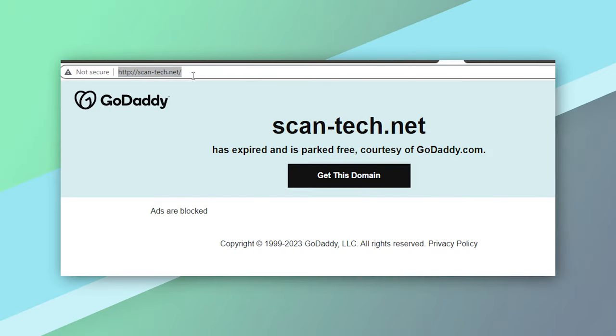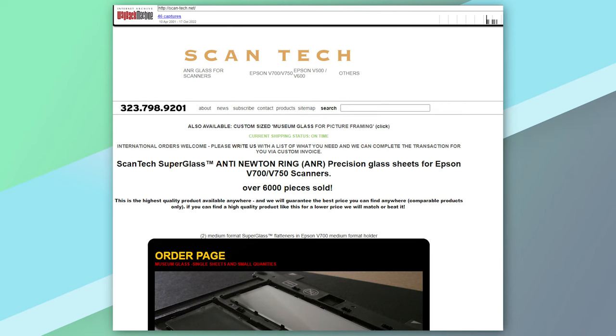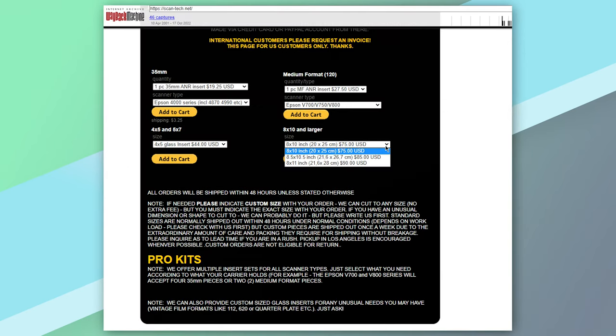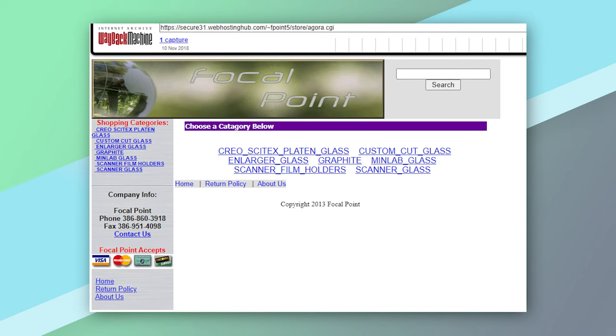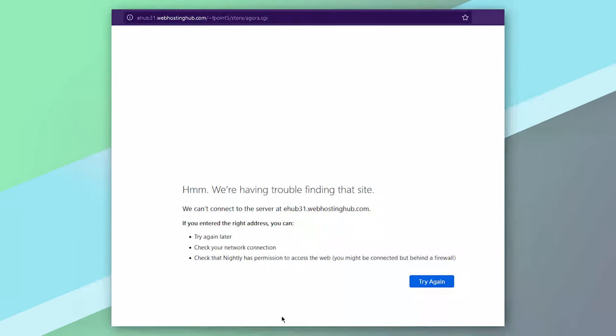A while ago, there was also ScanTech. Their price was $35 for two 35mm ANR glass inserts. Wow. And $90 for an 8x11 piece of glass? Oh my god. There was also Focal Point Incorporated, who sold ANR glass, but I can't figure out what their prices were since their website is totally busted.